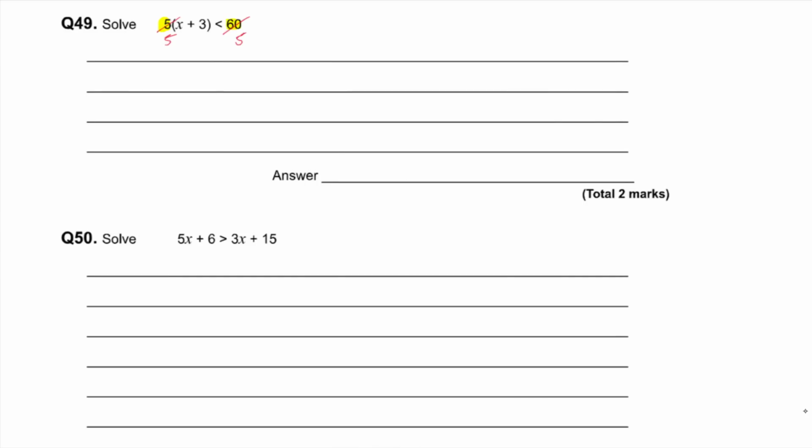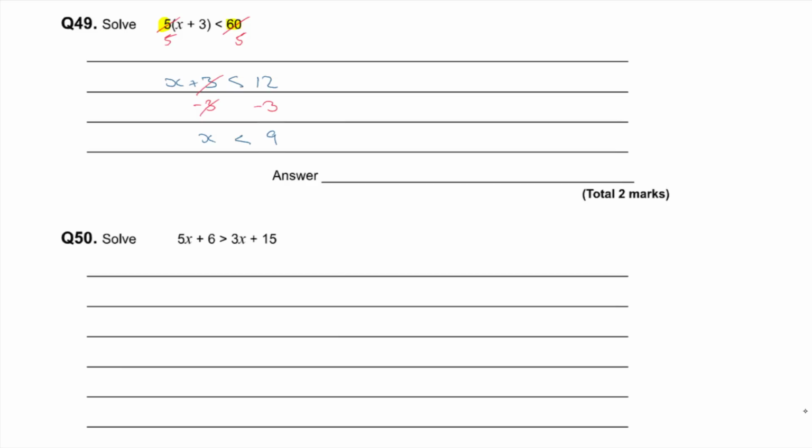that's going to give me x plus 3 on the left, and that is less than 5 into 60, which is 12. And then subtracting 3 from both sides, they'll cancel, and that will leave you with x is less than 9. Now if you do multiply out the brackets, you'll still get the same answer. It'll just take you longer because there are more steps.